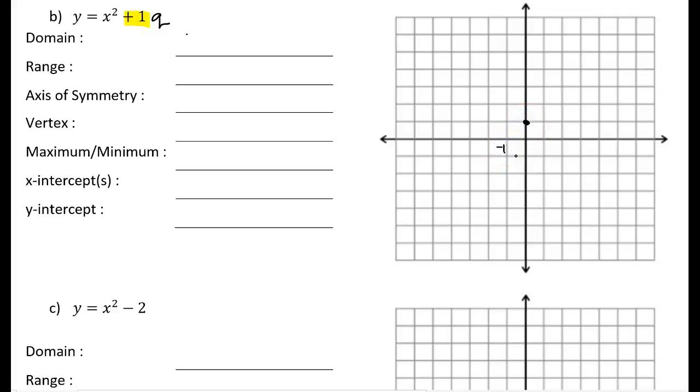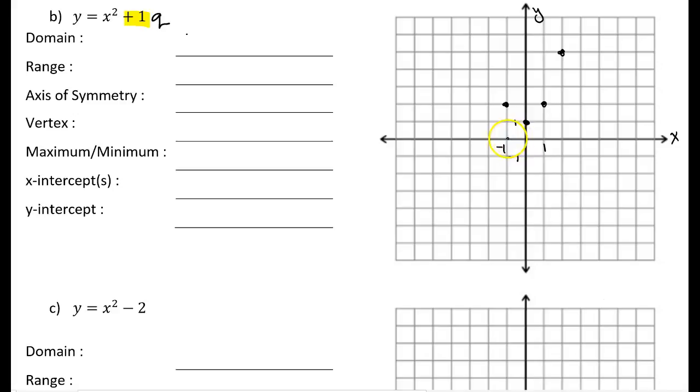So again, I'm going to put in all my scale. I'm going to label my axes. And then I'm going to start plotting some points. So I've shifted it up 1. So all of these points, it used to be at 1 and 1. Now it's going to be at 1 and 2. This point was at 2 and 4. So that's 2 squared is 4. Then plus 1 is now 5.